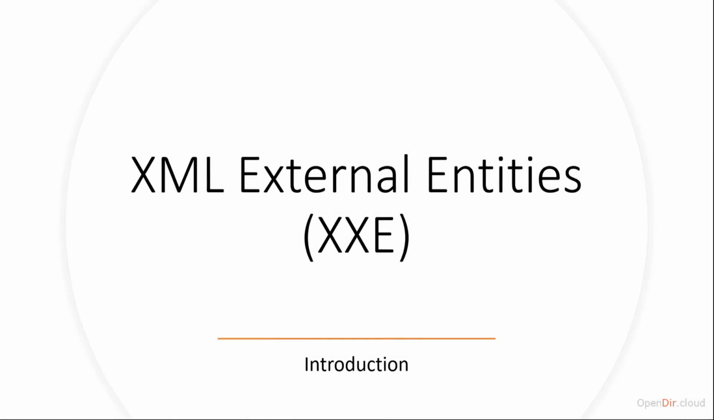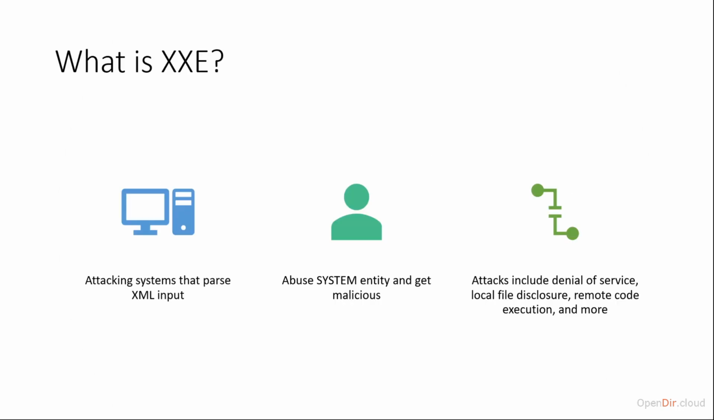Number 4 on the OWASP top 10 list is what are called XML external entities. This is also known as an XXE attack. So what is XXE? Well, XXE abuses systems or attacks systems that parse XML input. So what you're going to see here in our example in the next video is that we're going to take XML input and get malicious with it.